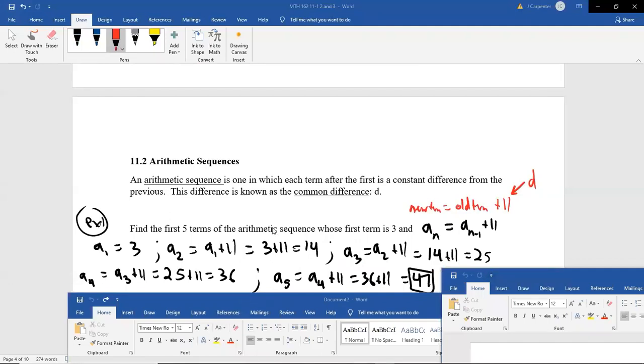Now, I didn't say to add these. You might be told to add them. You might be given this written as a sequence, as a series. So pay attention to the instructions. There we go.